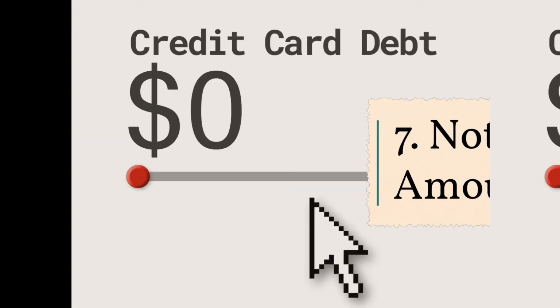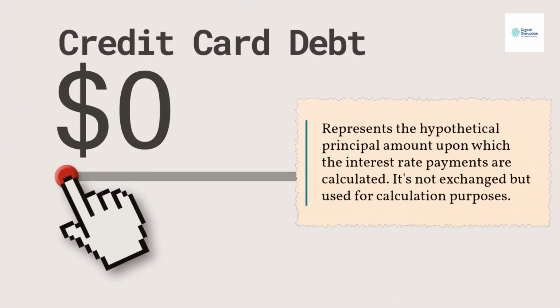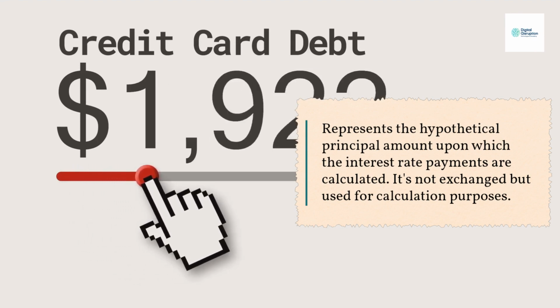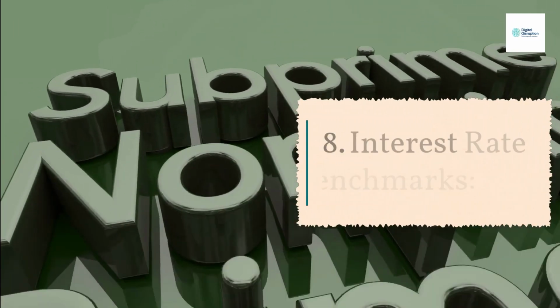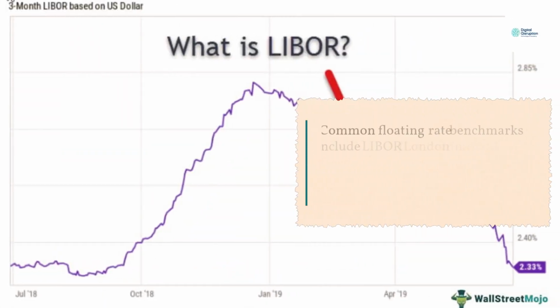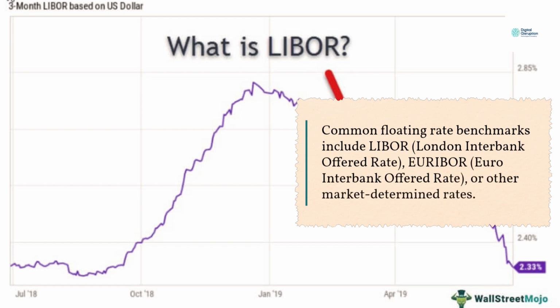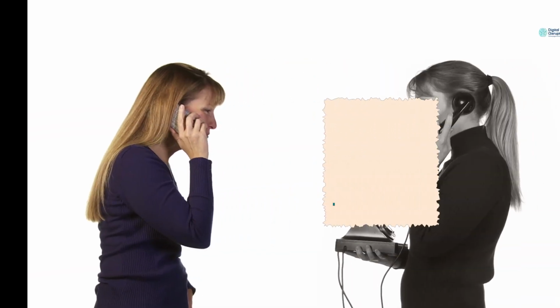7. Notional amount. Represents the hypothetical principal amount upon which the interest rate payments are calculated. It's not exchanged but used for calculation purposes. 8. Interest rate benchmarks. Common floating rate benchmarks include LIBOR, London Interbank Offered Rate, Euribor, Euro Interbank Offered Rate, or other market-determined rates.